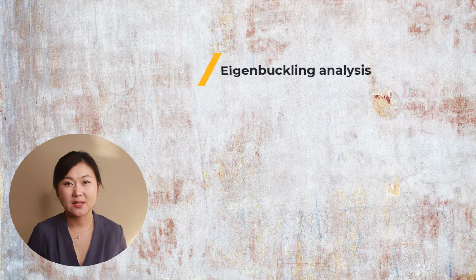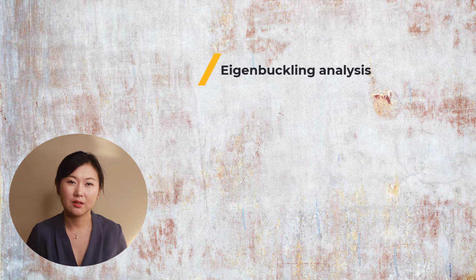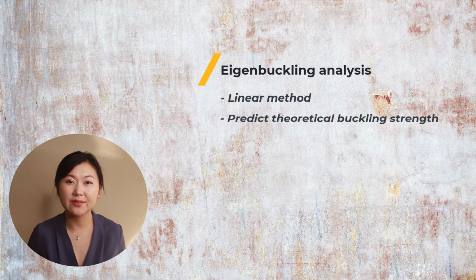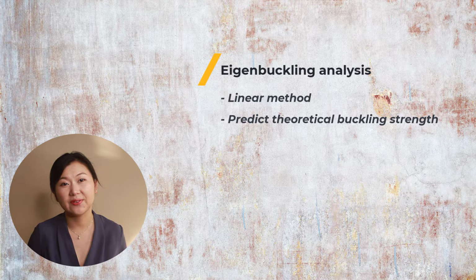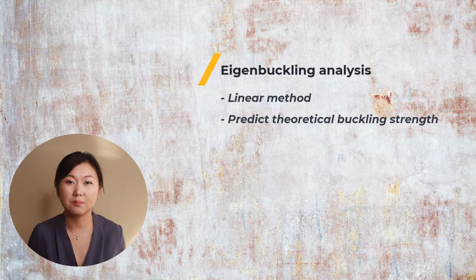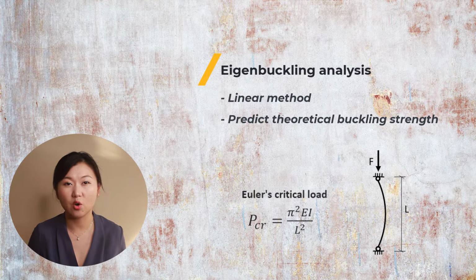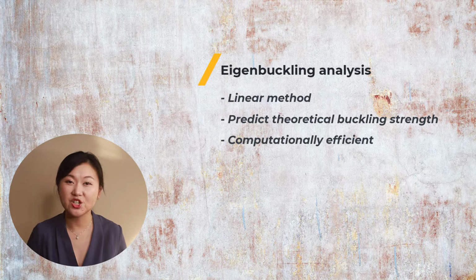Eigenvalue buckling analysis avoids the complexity of solving a nonlinear system. It solves a linear set of equations, allowing us to predict the theoretical buckling strengths of an ideal elastic structure. This method corresponds to the textbook approach to an elastic buckling analysis. For instance, an eigenvalue buckling analysis of a column matched the classical Euler solution. The benefit of using this approach is that it is computationally efficient.